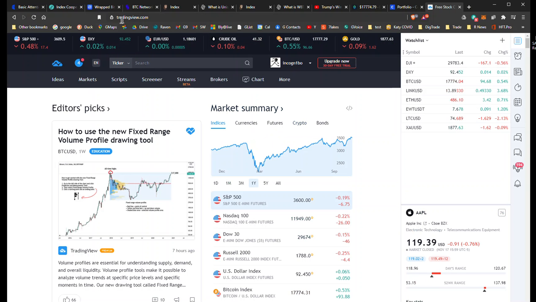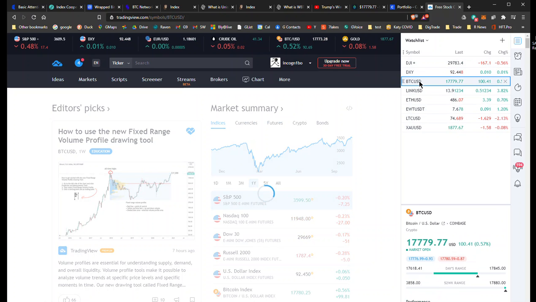All right, so TradingView, you can get a free account. Lola, come here. You can get a free account, and it will allow you to save certain assets. This is my account; I'm incognito. So here's my Bitcoin USD.